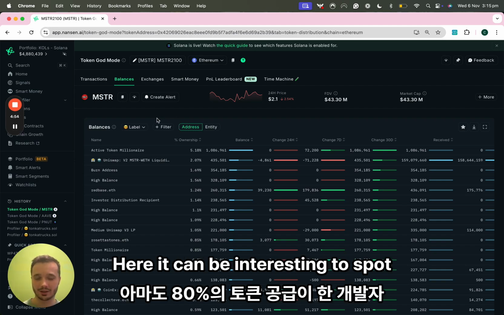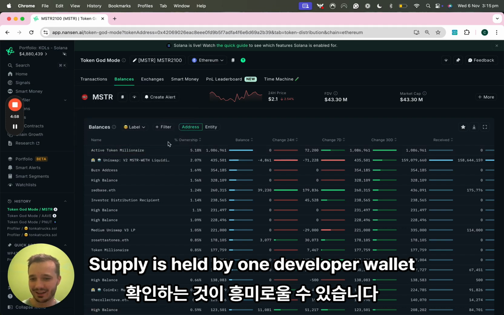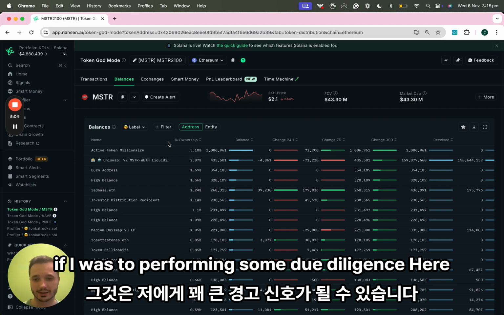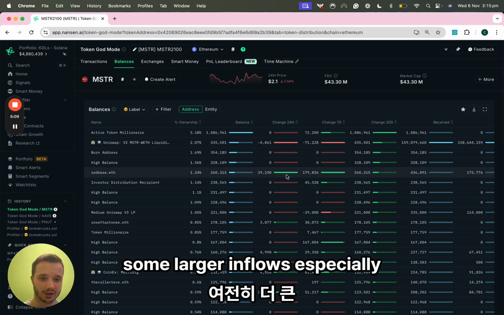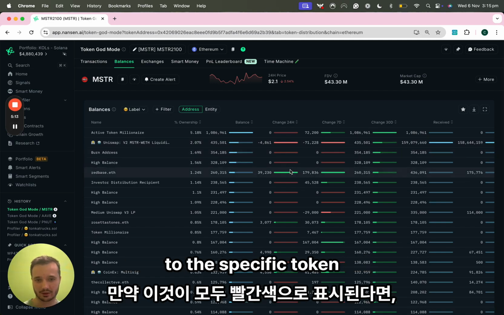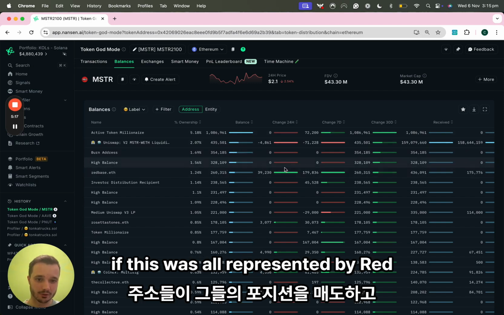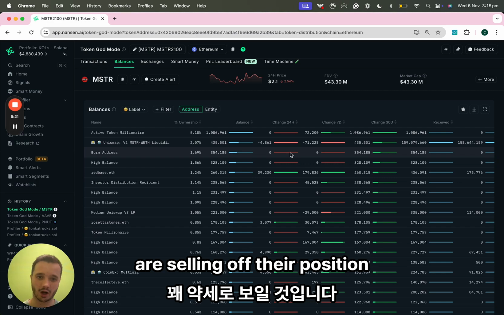Here it can be interesting to spot if maybe 80% of the token supply is held by one developer wallet. That could be quite a red flag for me if I was performing some due diligence. Here, I can see that there is still some larger inflows, especially over a 30-day period, to this specific token. It would look quite bearish if this was all represented by red, because that would mean that the top addresses are selling off their position.